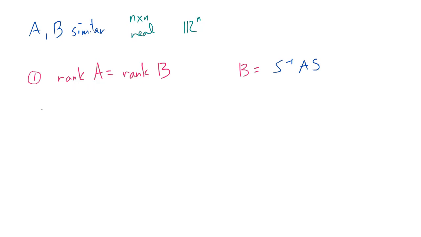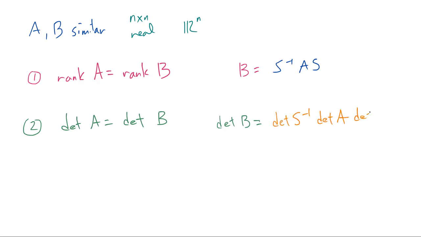Yet another property that we can check is that the determinant of A and the determinant of B are going to be exactly the same, for the simple reason that if you just calculate the determinant of B, as we saw in the previous episode, we can split up the determinant of S inverse AS as determinant S inverse, determinant A times determinant of S.